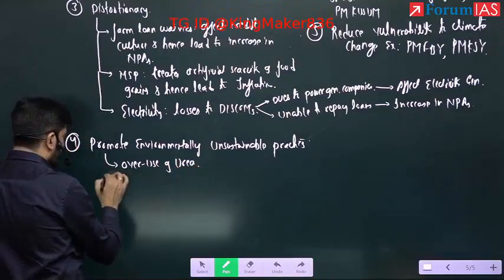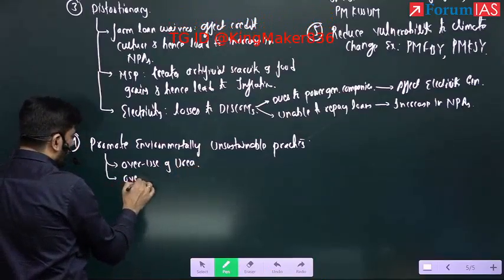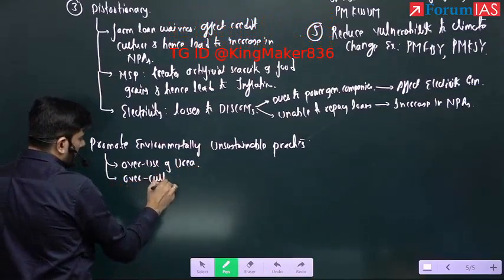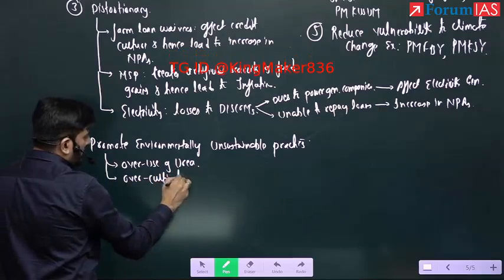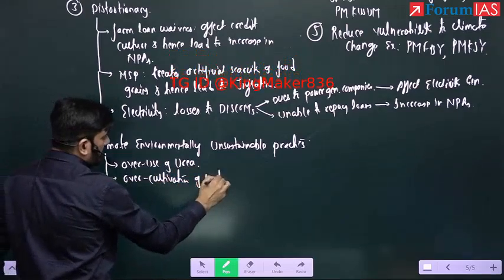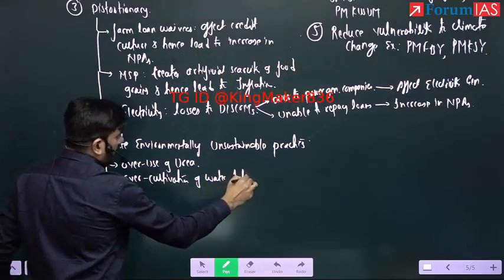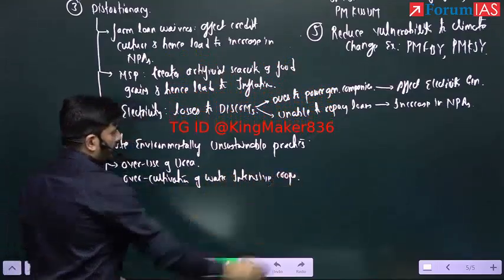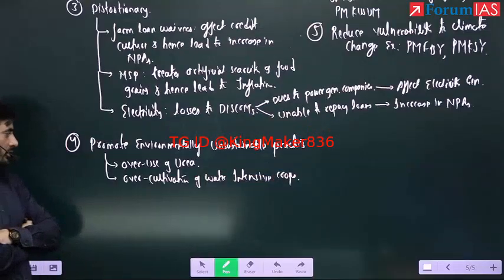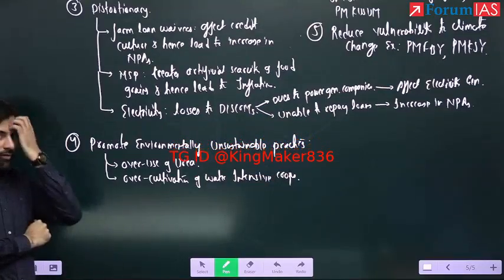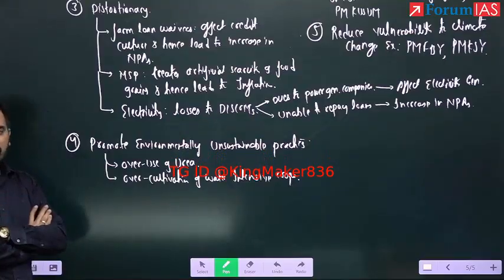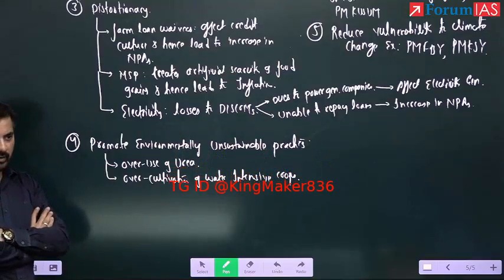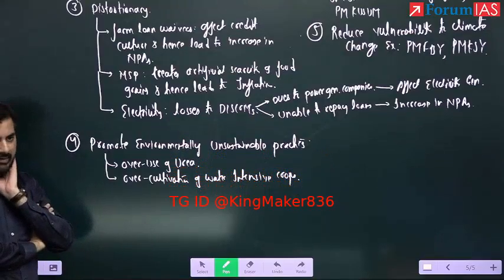Second, over cultivation of water intensive crops. Over cultivation of water intensive crops such as rice and wheat due to MSP.